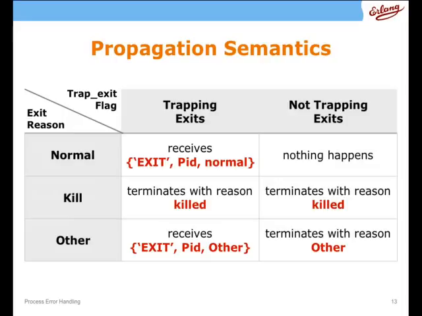Normal termination messages, when exits are not being trapped, simply have no effect. But if a process is trapping exits, it will receive a message in its mailbox, both for normal terminations and for abnormal terminations. And in the case that exits are not being trapped, the process will terminate with the reason that it received from the exit message.